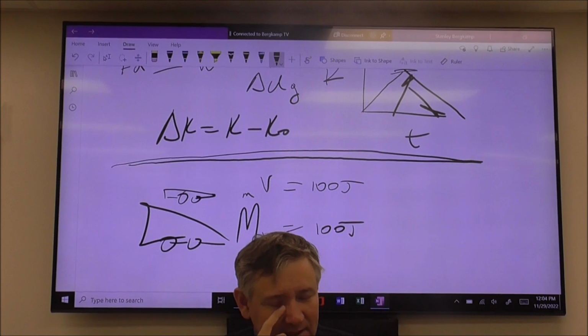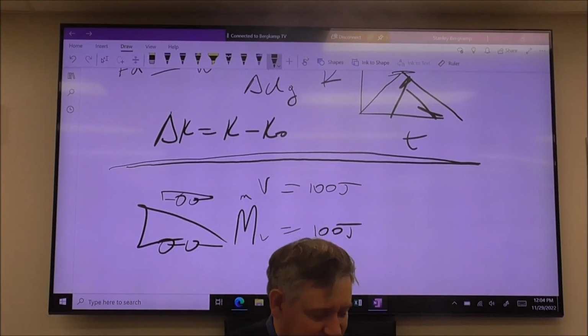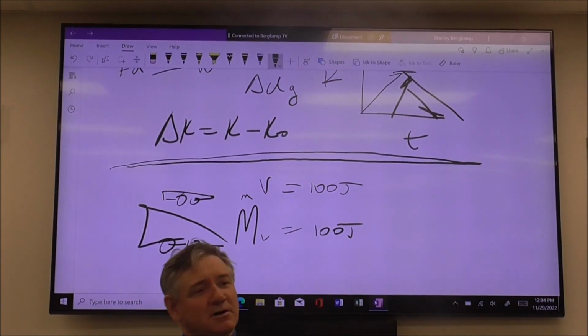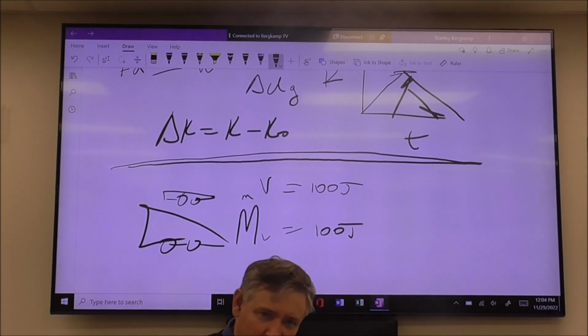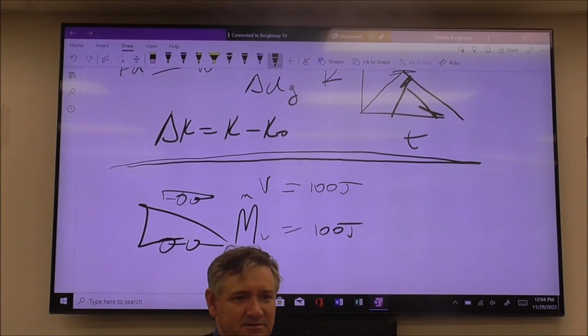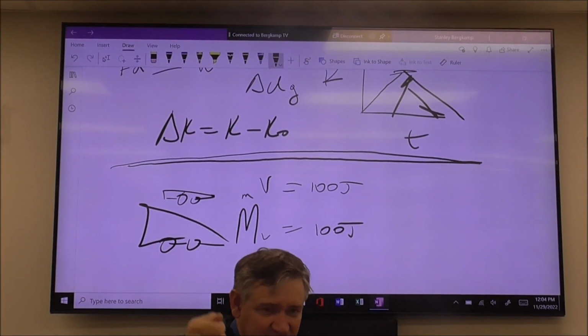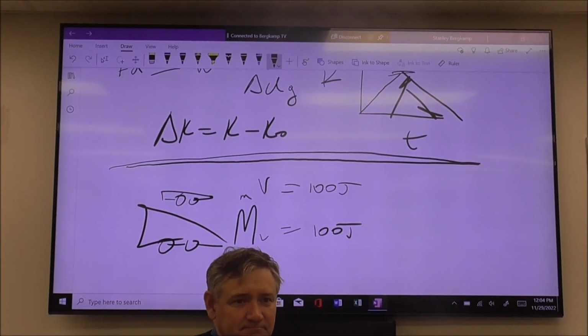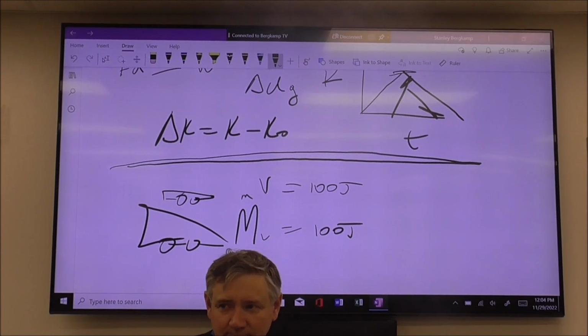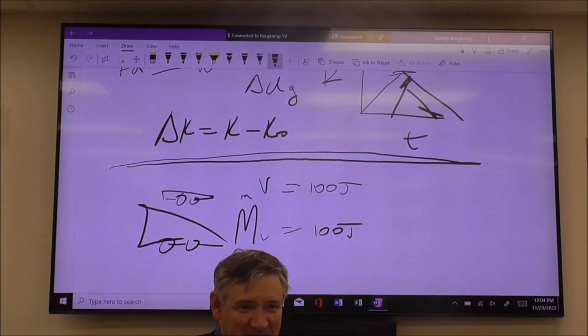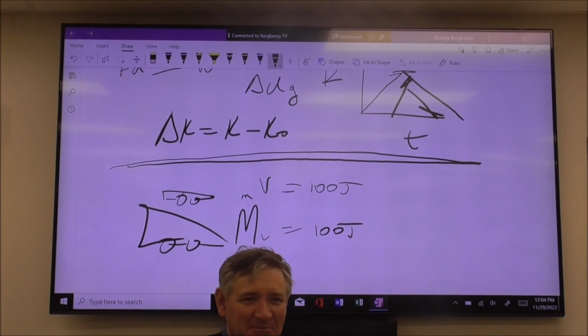So the only way it can only have kinetic energy is if I roll the ball along the floor. Okay? If I roll it along the floor, then it only has kinetic energy. If I throw it in the air, then it has potential energy and kinetic energy. Does that help you with the words on the page? Yep. Okay. I'm all about helping you with the words on the page.